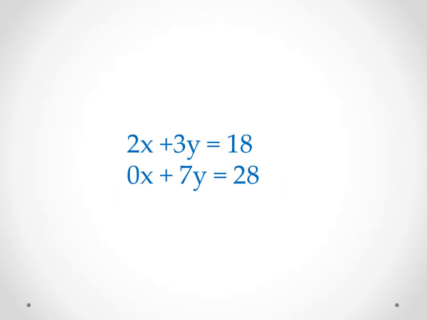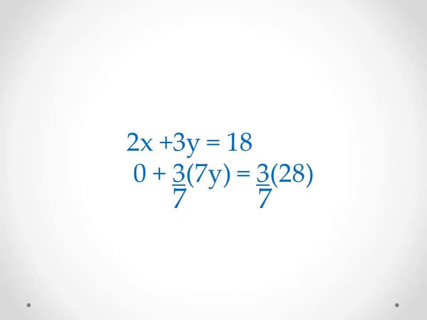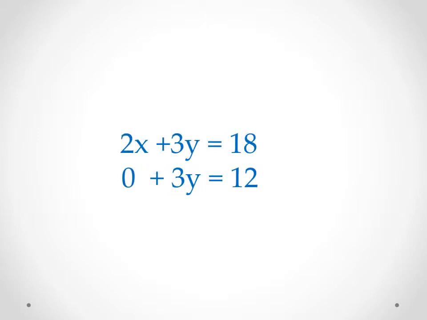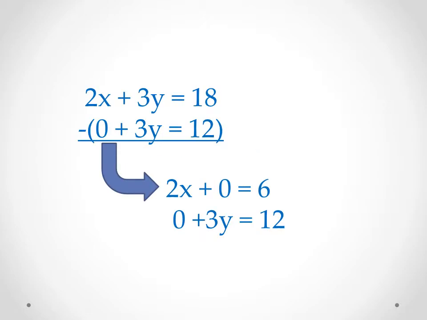Now we want to solve for x in the top row, and we have to change the bottom row somehow, so when we add it to the top row, it's going to cancel x. It may not seem obvious, but if we divide the bottom row by 7 and multiply by 3, we'll end up with 3y. So that's what we're going to do. And we'll end up with 0 plus y is going to be 7 goes in 28, 4 times 3 is 12. And we can subtract that from the top row. We'll end up with 2x plus 0 is equal to 6 and 0 equal to 12.